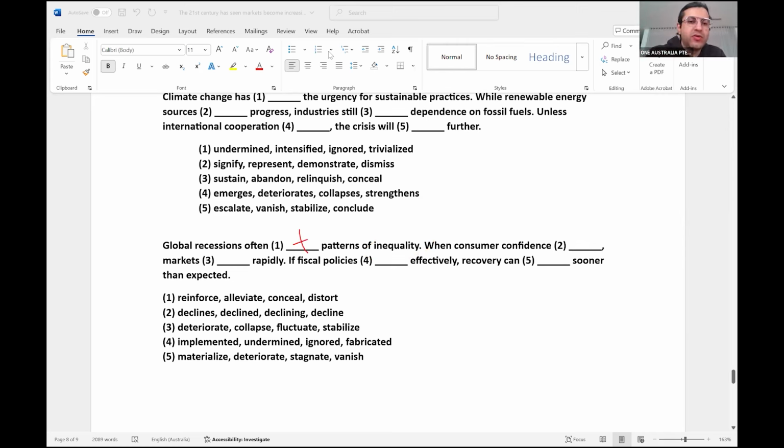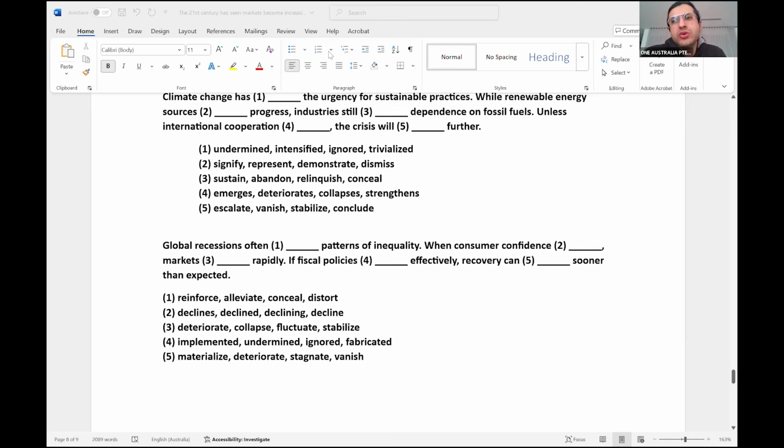So in between, what do you have? You have something positive. Is distort positive or negative? The last option? Negative. Conceal, negative. Out of the first two, you need to choose one. Reinforce. The correct answer is reinforce.